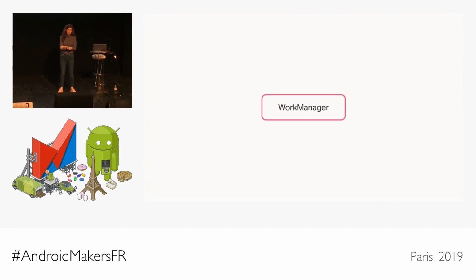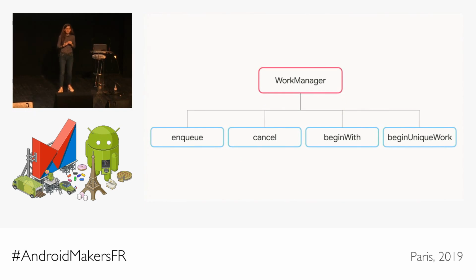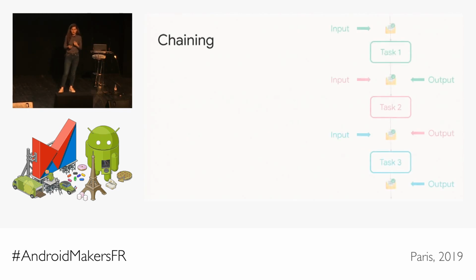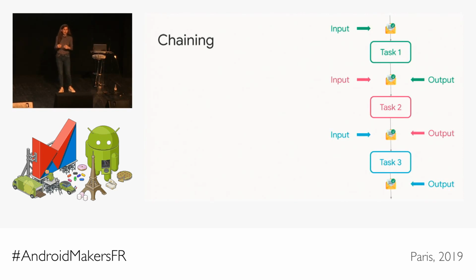Now let's take a closer look at the WorkManager. We have some main methods: enqueue, cancel, beginWith, and beginUniqueWork. Let's say that we want to chain some tasks. Let's say we have 3 tasks, and for the first task we have an input and we get an output. The output of task 1 will become the input for task 2. And the output for task 2 will become the input for task 3, and so on. So what's happening here? Outputs are inputs to child tasks.